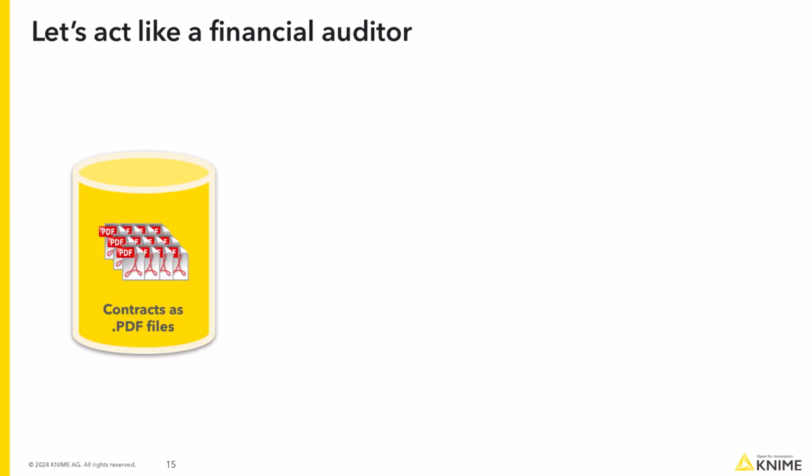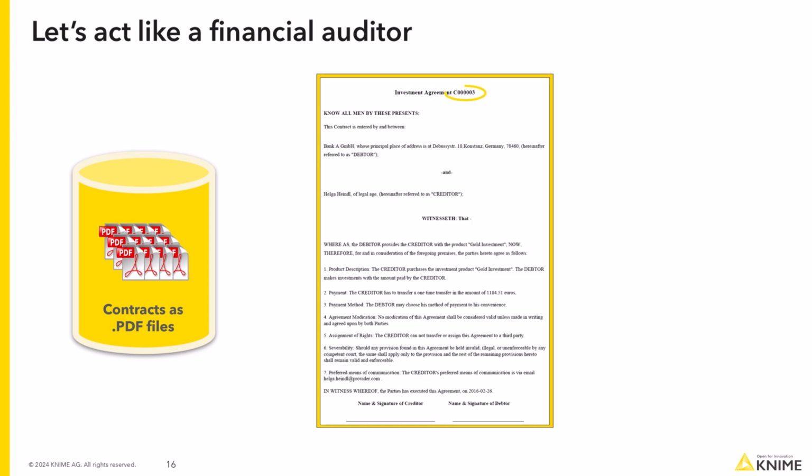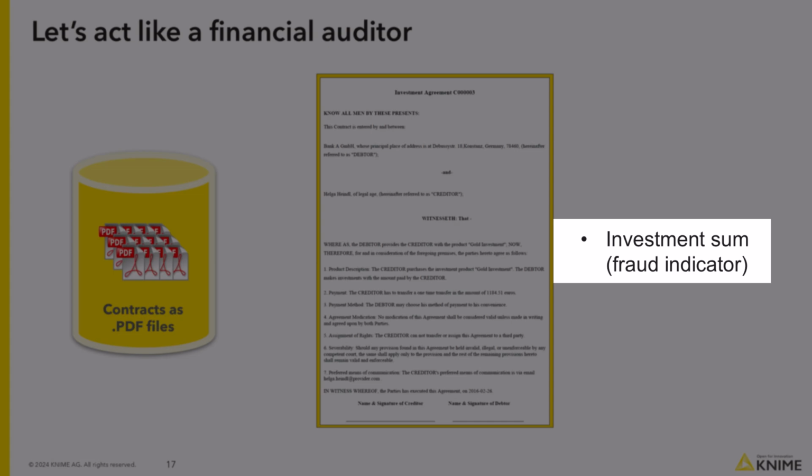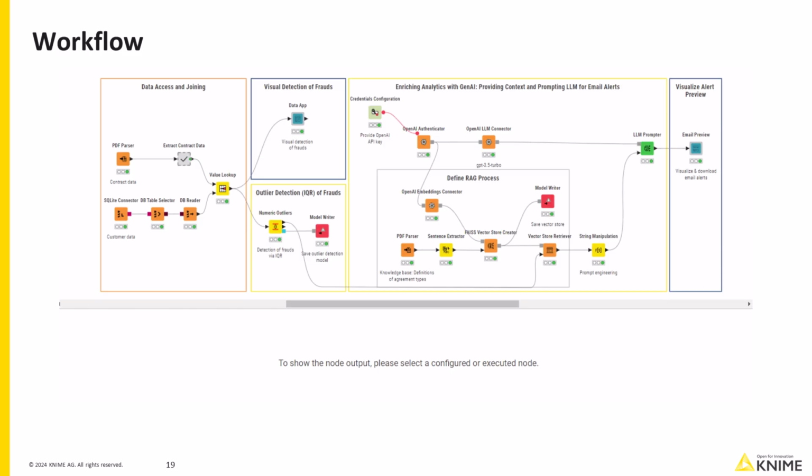Let's dive into a use case. As a financial institution, we have a dataset containing 100 investment agreements in PDF format. Each agreement has a unique ID and reports the terms and object of the investment, including the product name, the investor's name, email address, and investment sum. We will focus on investment sum as an indicator for possible fraud.